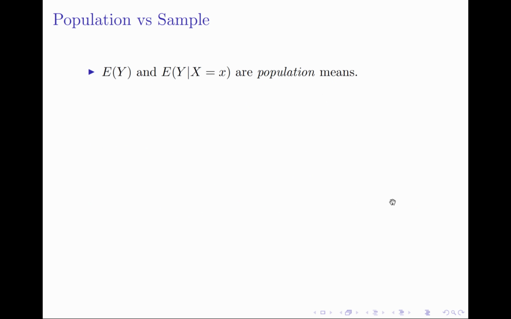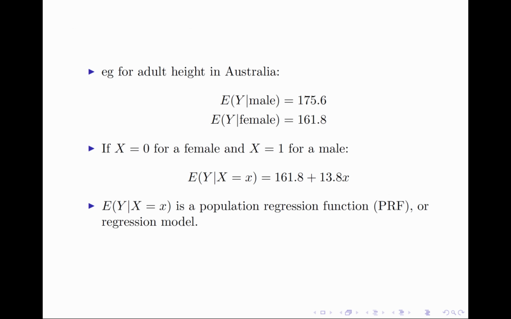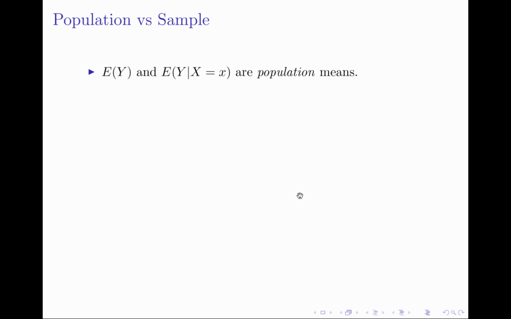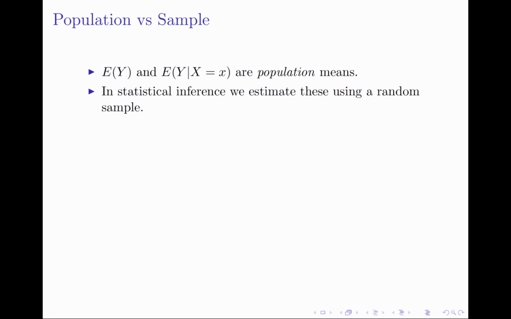All right, that's all the population stuff. So when we talk about regression models, we talk about population stuff like this. In general, we don't know what these coefficients are. Those E's represent population means. Now what we want to do in statistical inference is write down a model, maybe in the form of a conditional mean like this, and then estimate that conditional mean using a random sample.